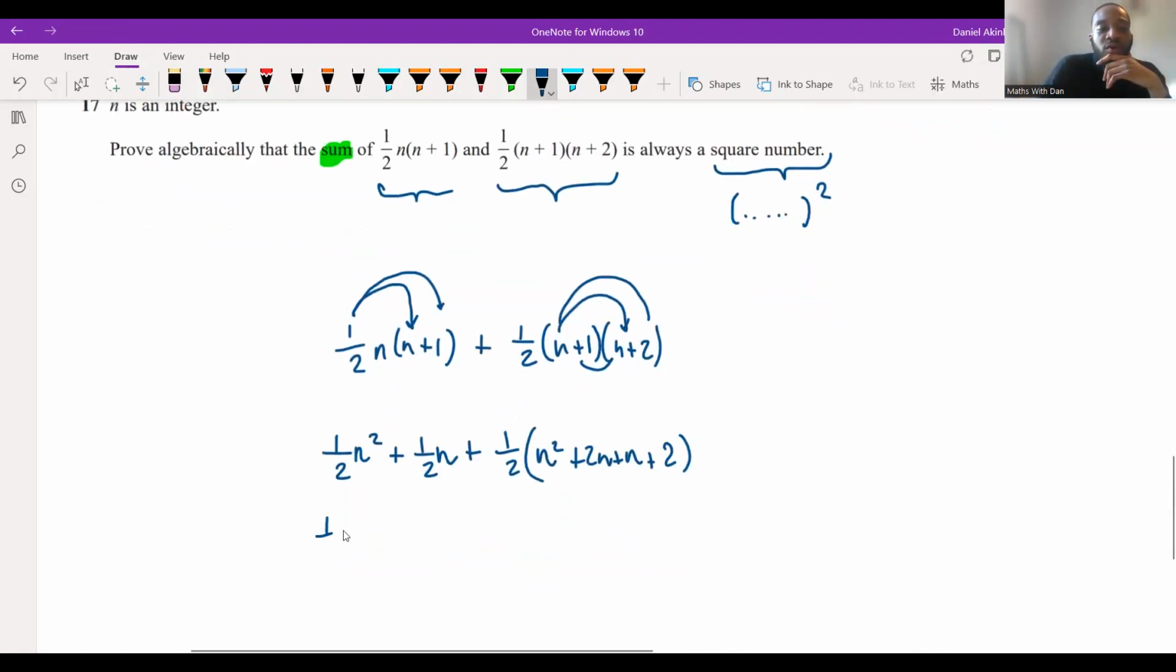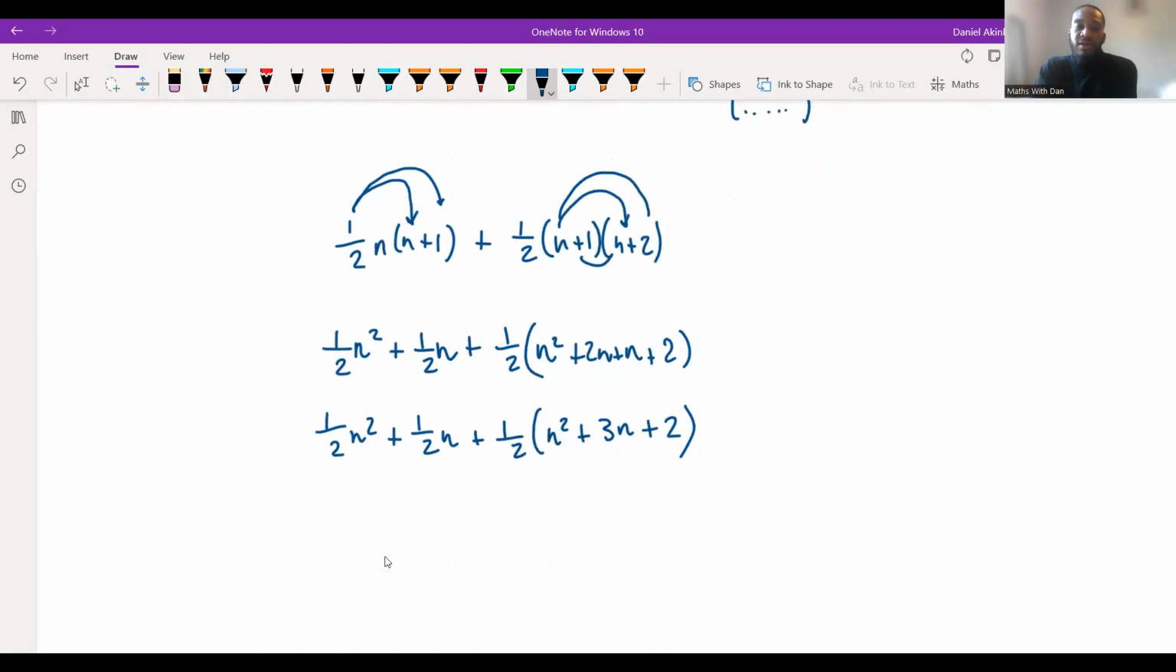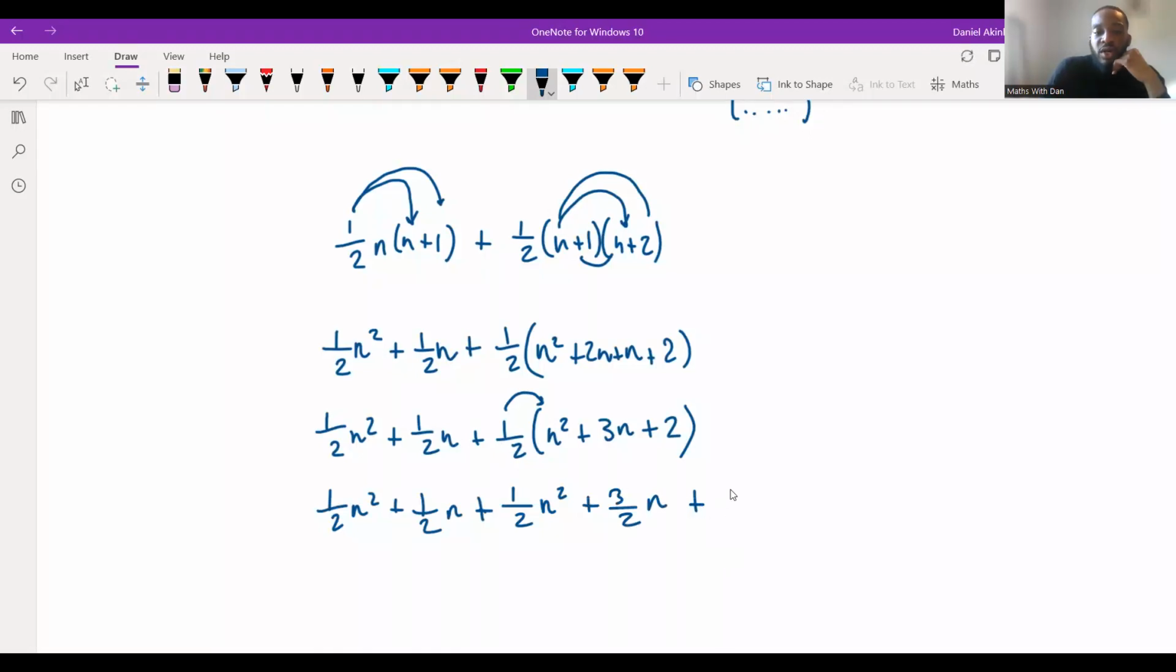And then tidying up a little bit more, I have a half n squared plus 1/2 n plus a half. And then this becomes n squared plus 3n plus 2. And then now what I'm going to do is I'm just going to tidy up, aren't I? Yeah? I'm going to expand this bracket and then tidy up. So I have 1/2 n squared plus 1/2 n plus a half n squared plus a half times 3 is 3/2, so 3/2n, and then plus a half times 2 is just half of 2, which is 1. Yeah? So we get here.